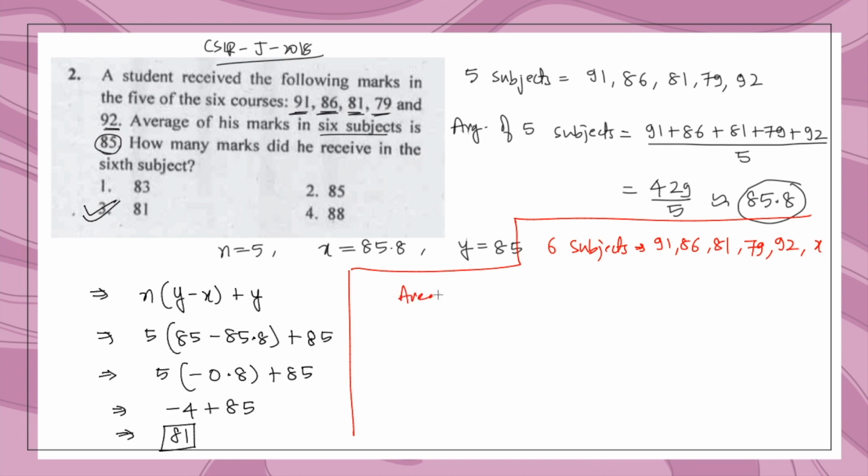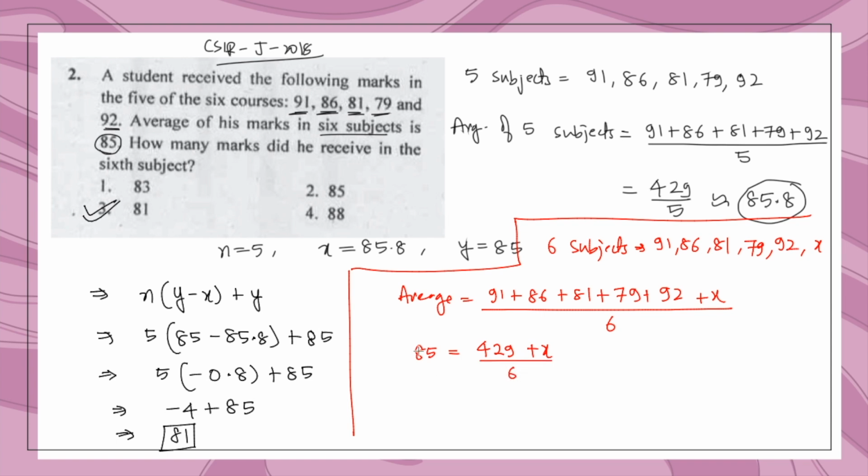Okay, so average is equal to the sum of all of them, that is 91 plus 86 plus 81 plus 79 plus 92 and plus x, and divide this whole thing by 6, because here I am taking 6 subjects. Okay, that's why I am dividing it by 6, and the average value is already given to you as 85. If you add this whole, this will become 429 plus x divided by 6.